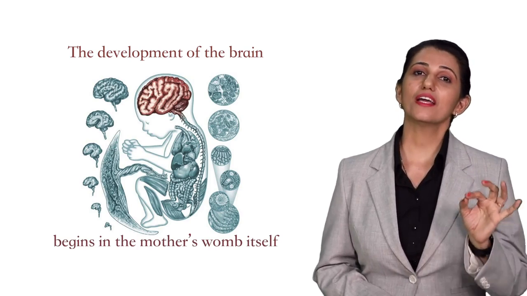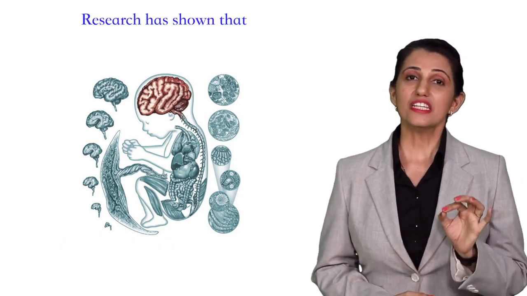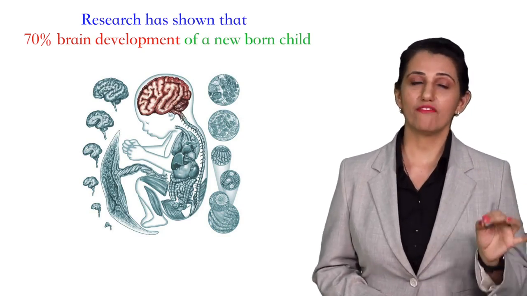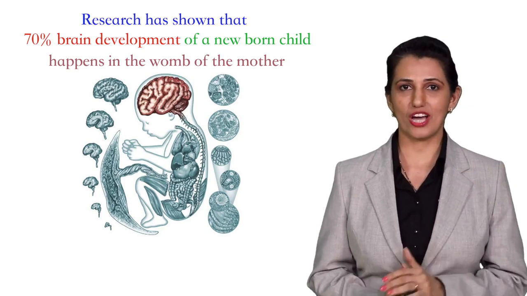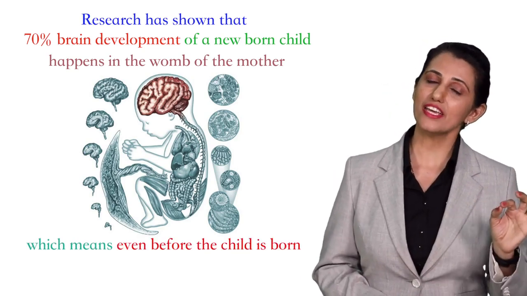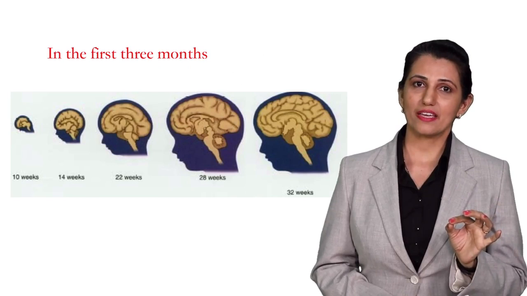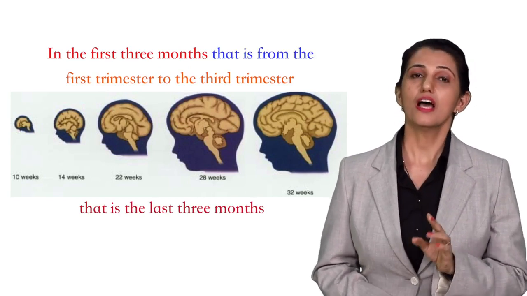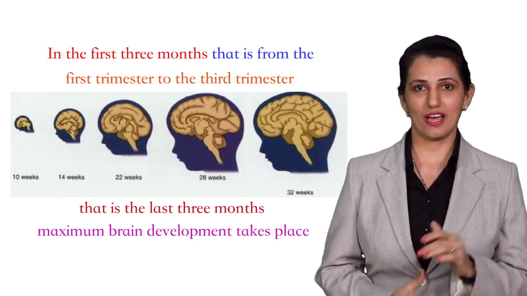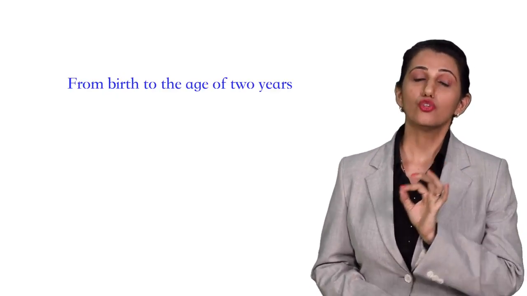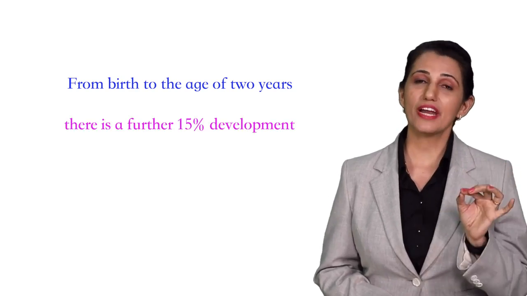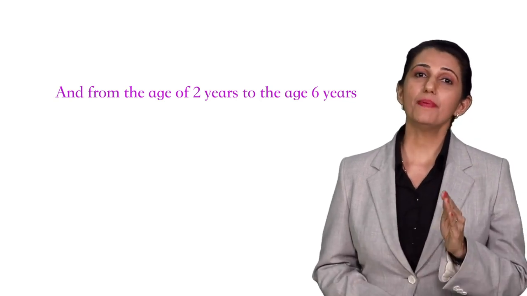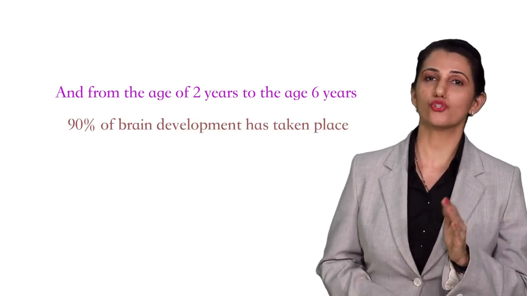Development of the brain begins in the mother's womb itself. Research has shown that 70% brain development of a newborn child happens in the womb of the mother, which means even before the child is born. In the first 3 months, that is from the first trimester to the 3rd trimester, that is the last 3 months, maximum brain development takes place. From birth to the age of 2 years, there is a further 15% development of the brain, and from the age of 2 years to the age of 6 years, 90% of the brain development has taken place.